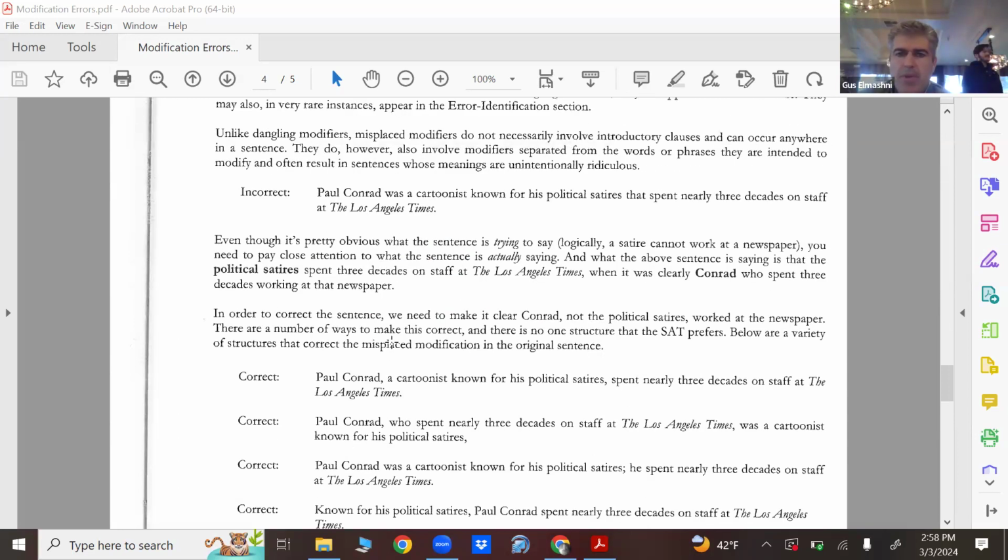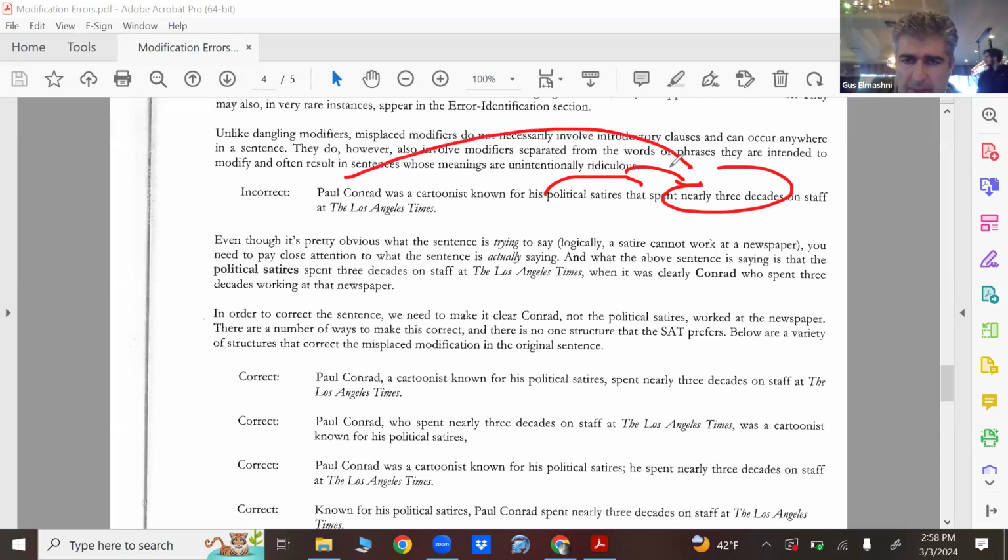Like Paul Conrad is a cartoonist known for his political satire. He spent nearly 3 decades on staff at the LA Times. So the satires spent nearly 3 decades. No, it was Paul Conrad who did. So you got to rephrase it. Like Paul Conrad, a cartoonist known, spent nearly, that could work. Because then you have this phrase here that's not needed because that's 2 commas. It's not essential, but it's fine. Paul Conrad spent nearly 3 decades. That works. Yeah, those work too.